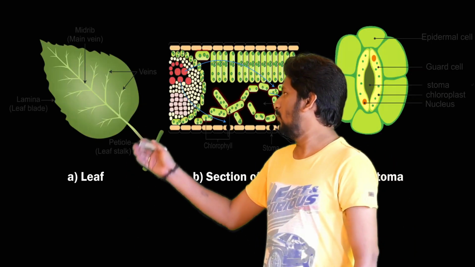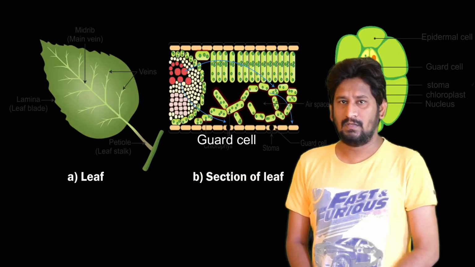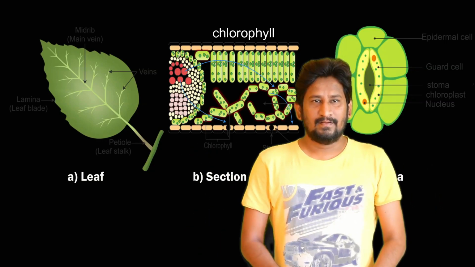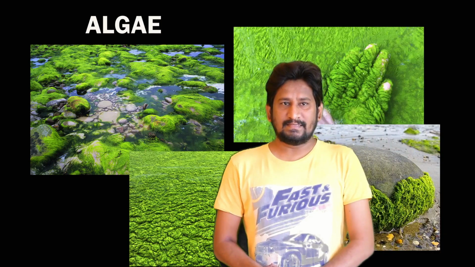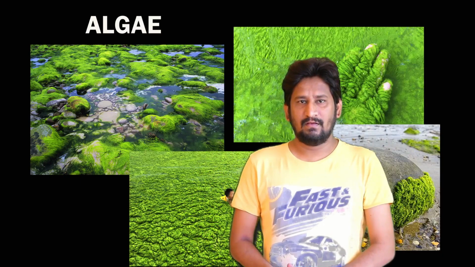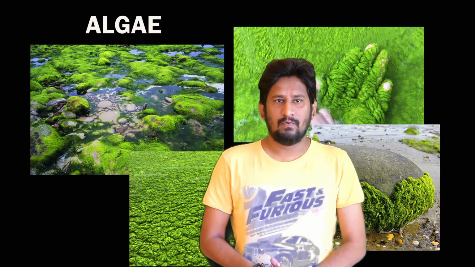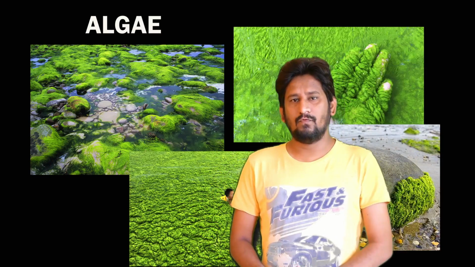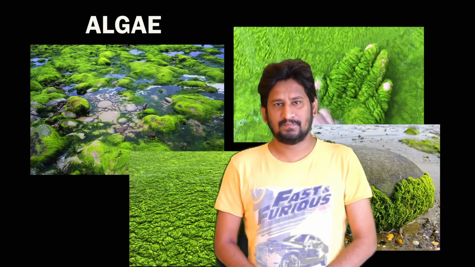Let's see figure 1.2. Leaf. A section of leaf, stoma, leaves of various colors. The leaves other than green also have chlorophyll. Slimy green patches in ponds or stagnant water bodies are generally formed by the growth of organisms called algae. Algae prepare their own food by photosynthesis.